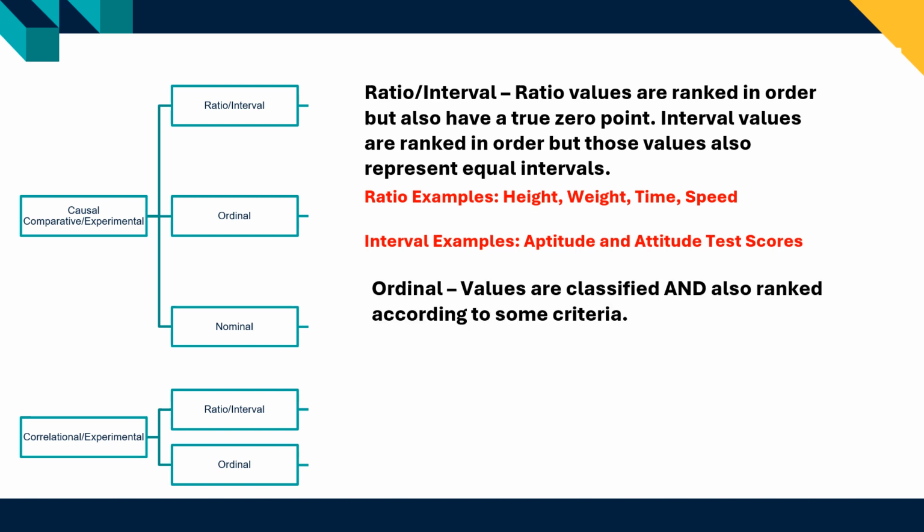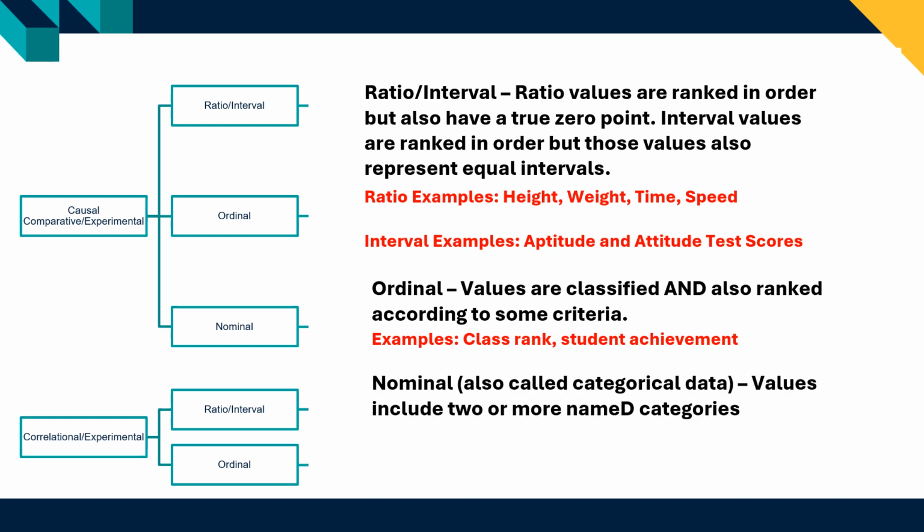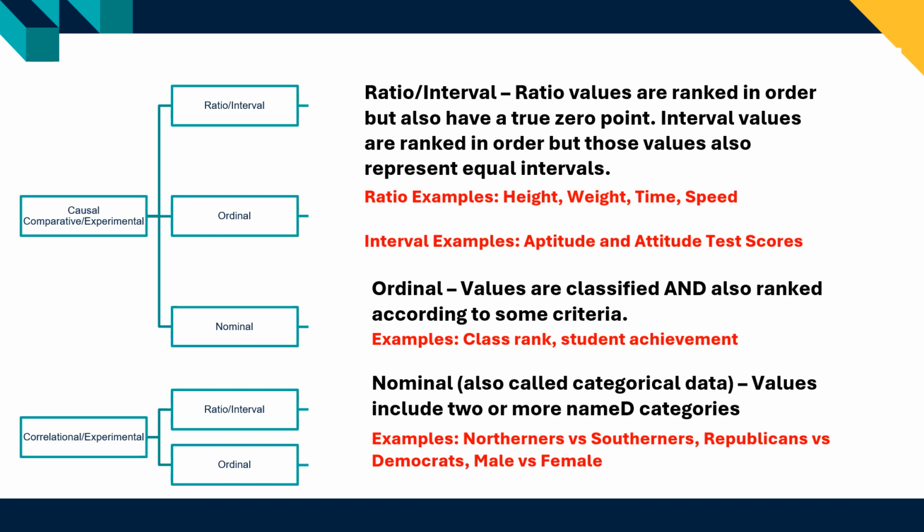Ordinal data are values that are classified and also ranked according to some criteria. Some examples are class rank and student achievement. The last type of data is nominal data. This is also called categorical data, and these values include 2 or more named categories. Some examples are Northerners versus Southerners, Republicans versus Democrats, and males versus females.